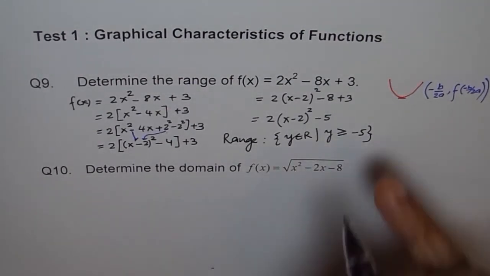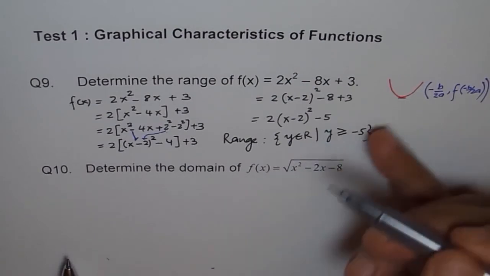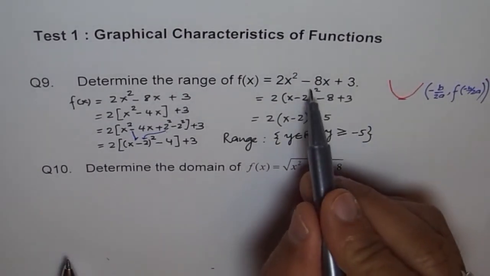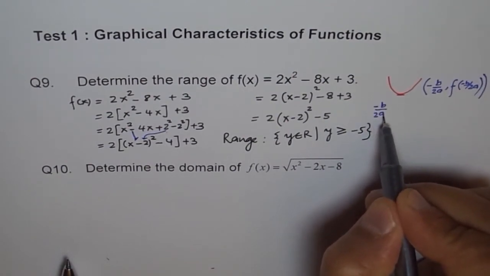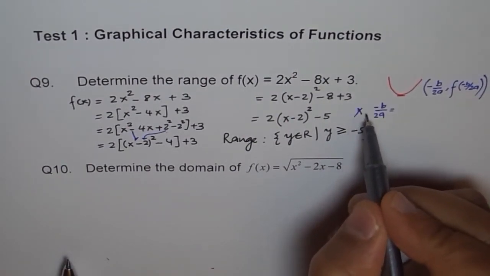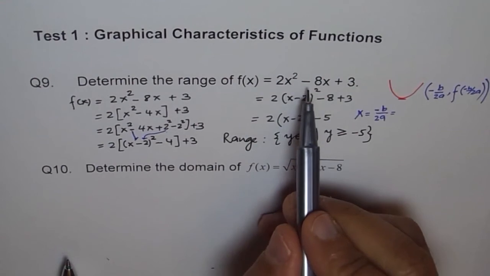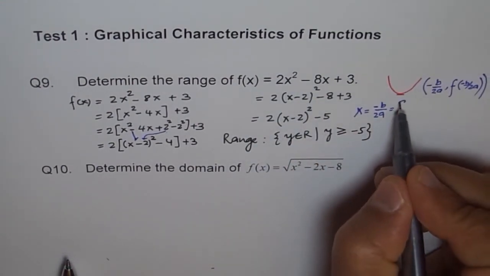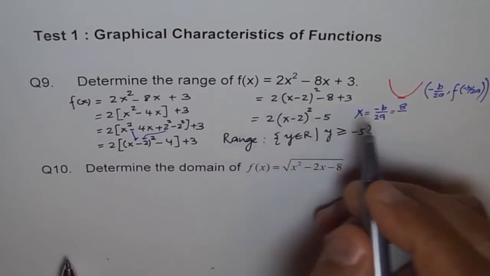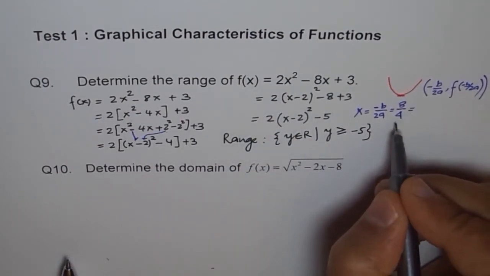Well, let's also calculate minus b by 2a. So what is b here? We are trying to find minus b by 2a, okay? That is the x value. Now minus b is minus of minus 8, which is 8. 8 divided by 2 times a, which is 4. So the value is 2.